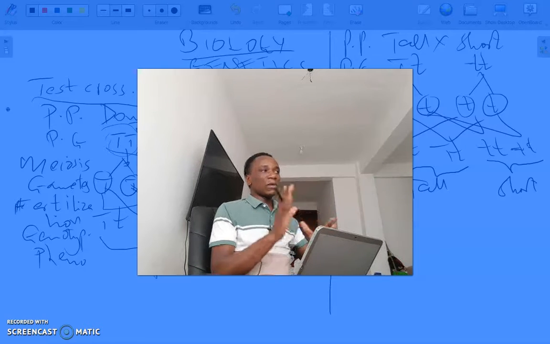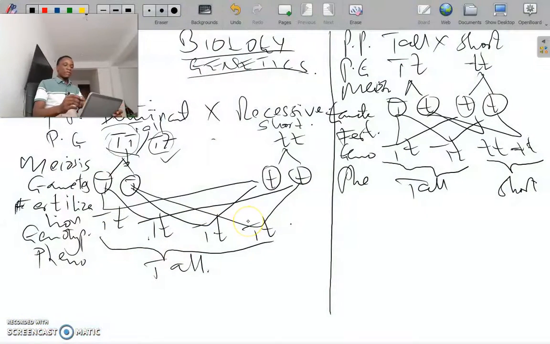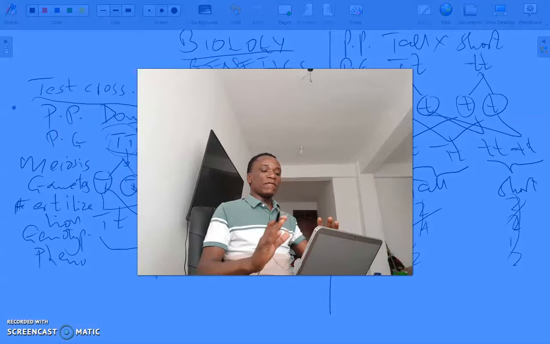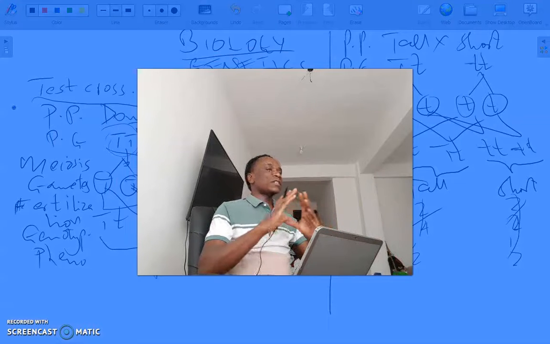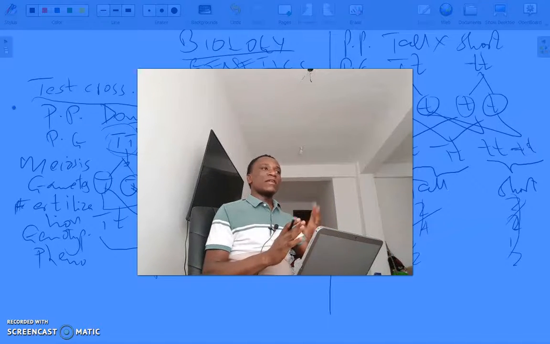Some of them are tall, some of them are short, and always they are in a 50-50 ratio, with 2 and 2, all of them over 4. So 2 over 4 will be half, and 2 over 4 will be half. This means 50-50. If you have 6 plants from your cross, you'll find that 3 will have a tall stem and 3 will have a short stem.